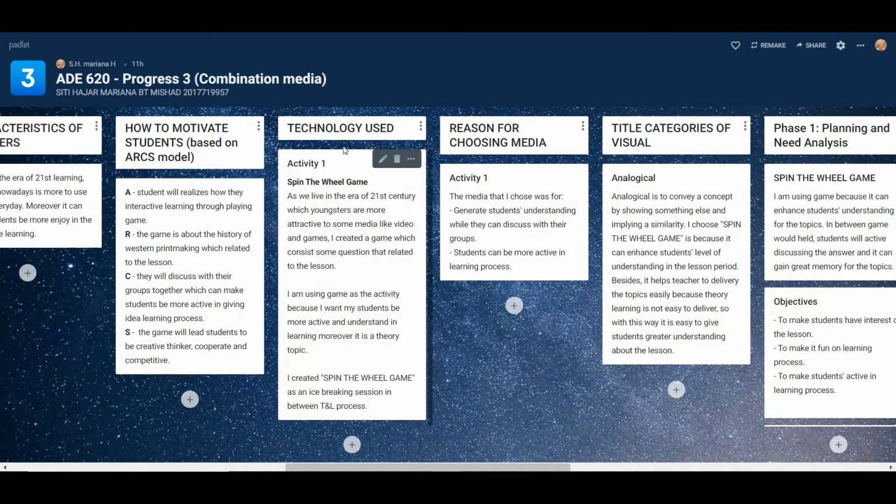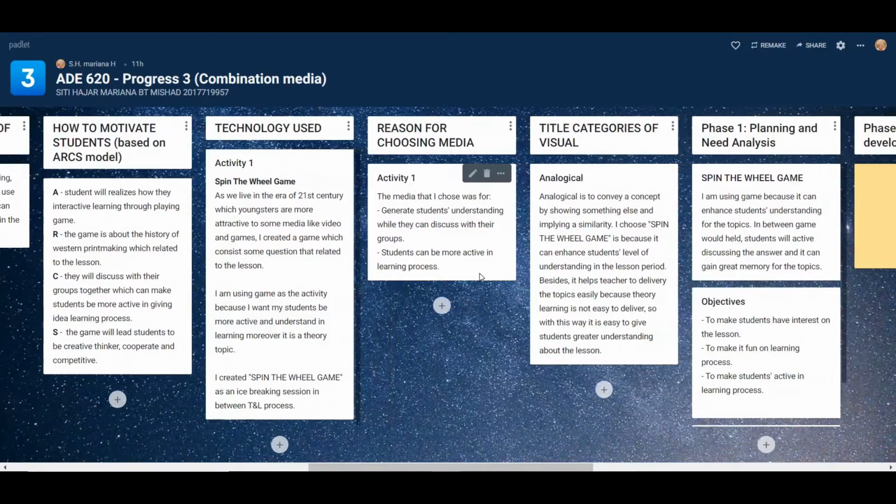So the technology used here, I mentioned before, is the spin the wheel game. As we live in the era of the 21st century, youngsters are more attracted to media like video and games. I created a game which consists of some questions related to the lesson. I am using a game as the activity because I want my students to be more active and understand more in learning. Moreover, it is a theory topic. So I created the spin the wheel game as an ice-breaking session in between the teaching and learning process.